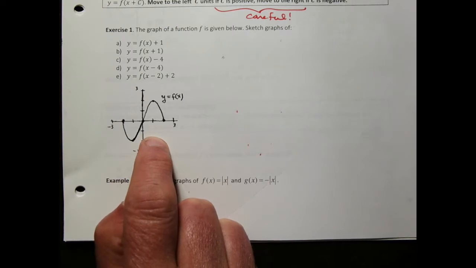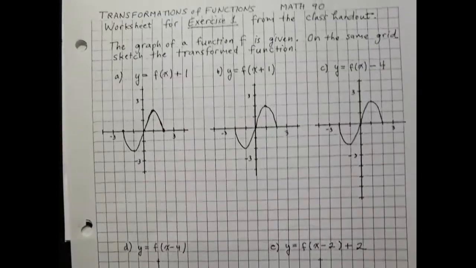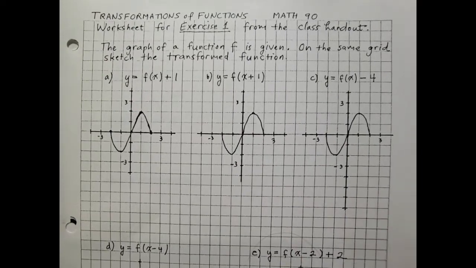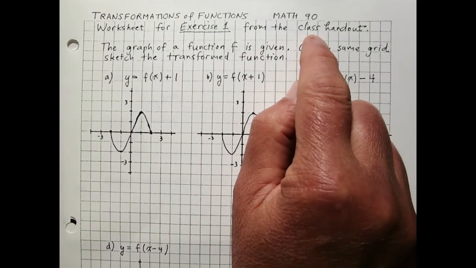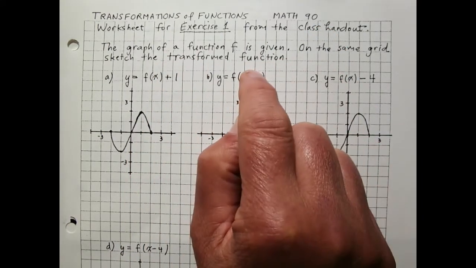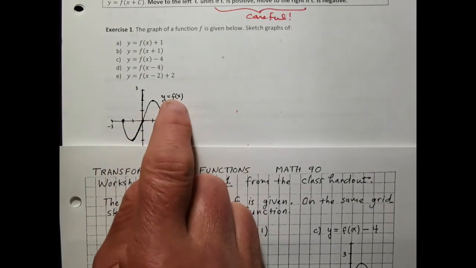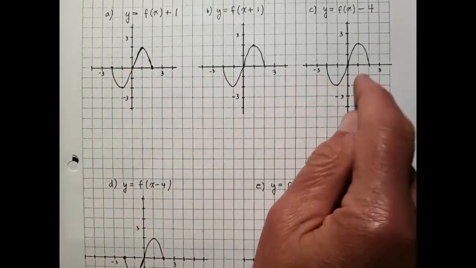Now, to make this a little bit easier for us, I posted in Canvas a handout that is really just this exercise. So this is the transformations of functions worksheet for exercise 1 from the class handout. The graph of a function f is given on the same grid. Sketch the transformed function, because this makes the whole process a little bit easier. It's exactly the same exercise as this exercise from the handout. What I did was I copied this y equals f of x function over and over again.